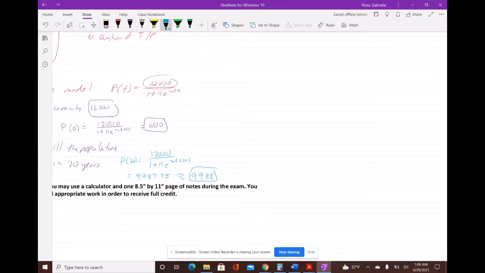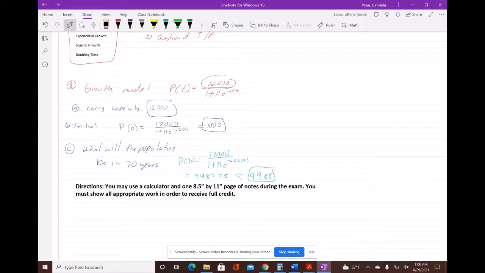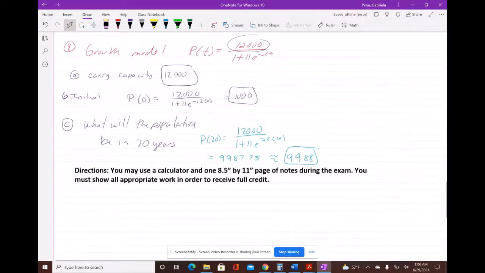So this is a review. Once again, it's just to help you, but there are still a couple of extra true and false questions that you're going to have. Now, something to keep in mind, you may use a calculator and a 1 page of notes during the exam. You must show all the appropriate work in order to receive full credit. This page, along with all your work, needs to be scanned and sent to me. Okay? So I need for you to know that you could do this.